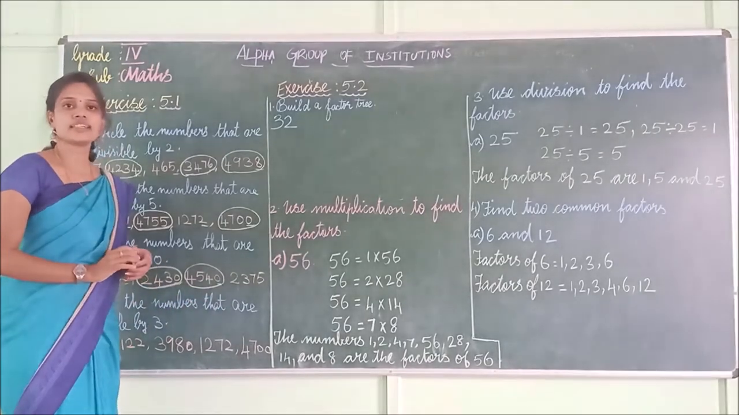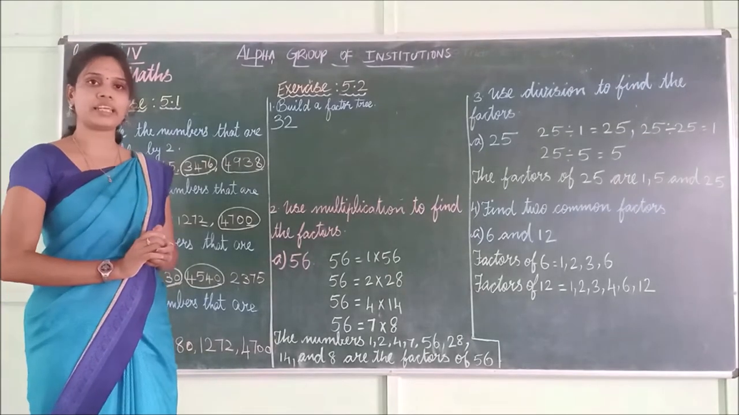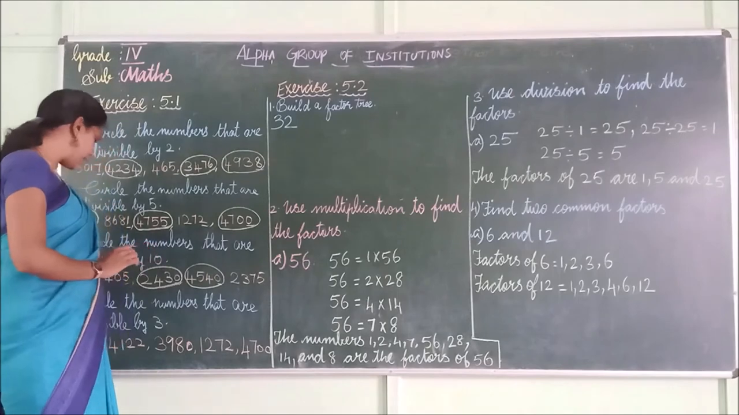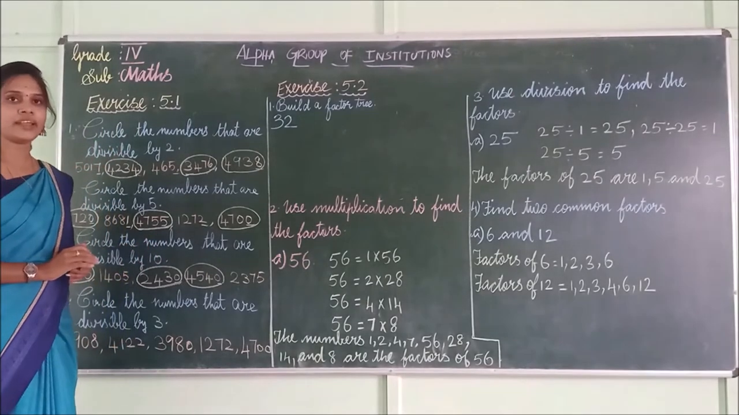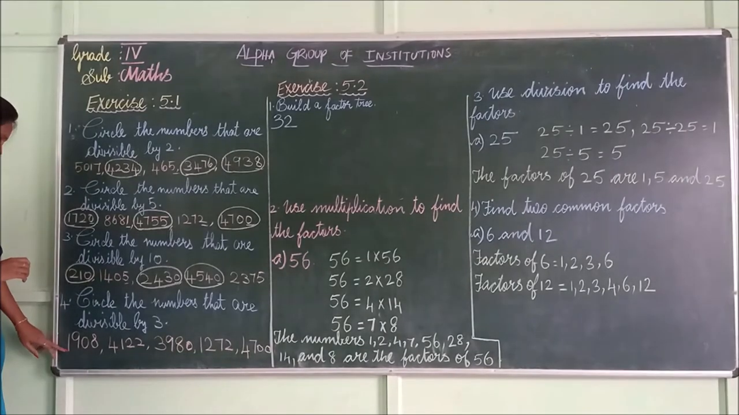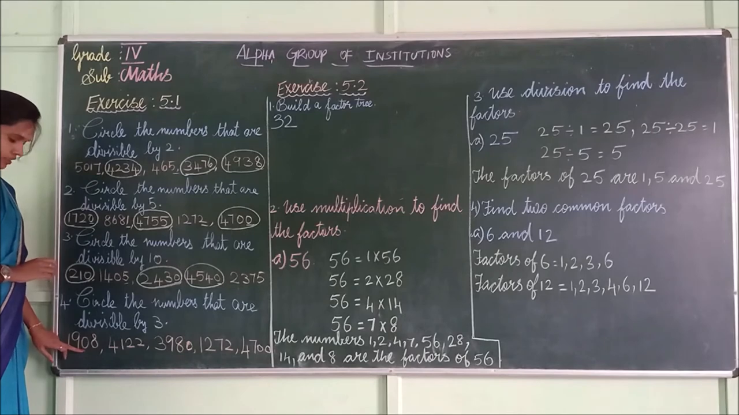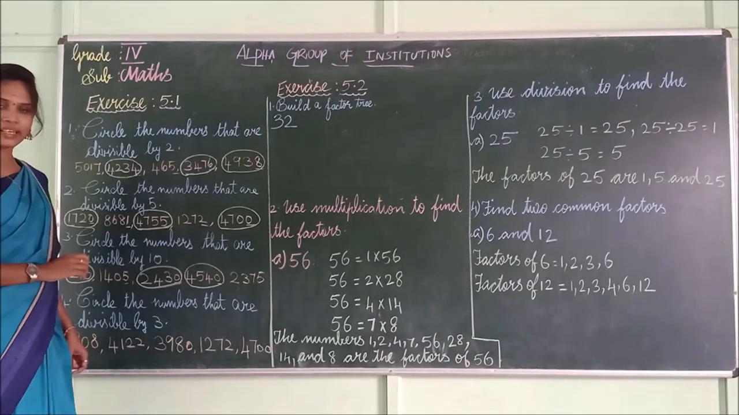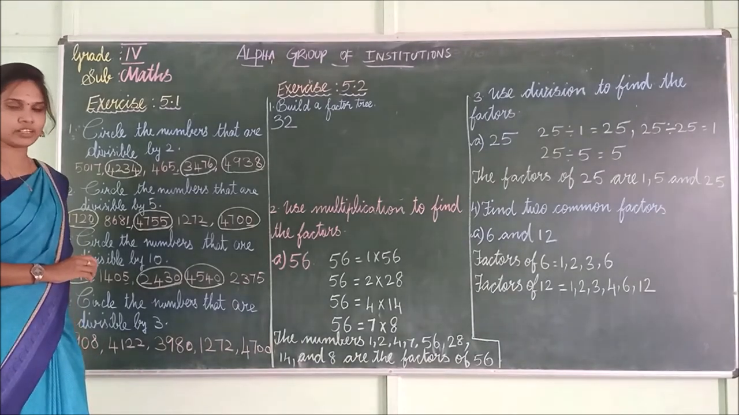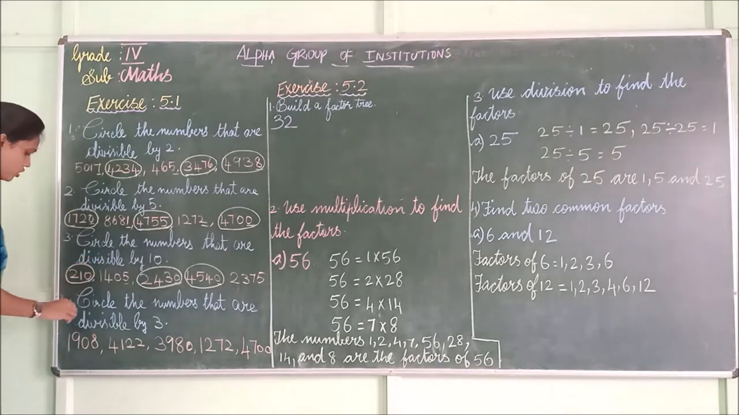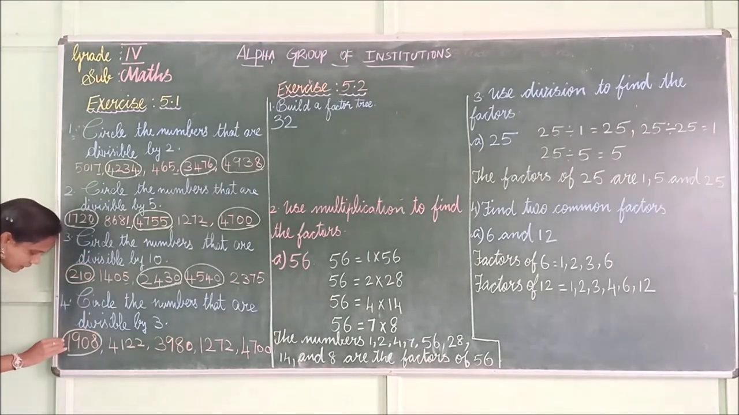Next one, circle the numbers that are divisible by 3. Now tell me children, what is the rule for divisible by 3? If you add all the digits, the sum should come in the 3 table. Shall we add? 1 plus 9, 10. 10 plus 0, 10. 10 plus 8, 18. Will 18 come in the 3 table? Yes, 6 3s are 18. So it is divisible by 3.